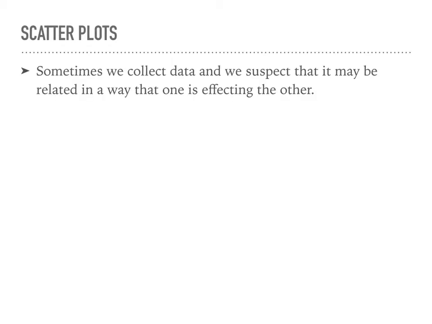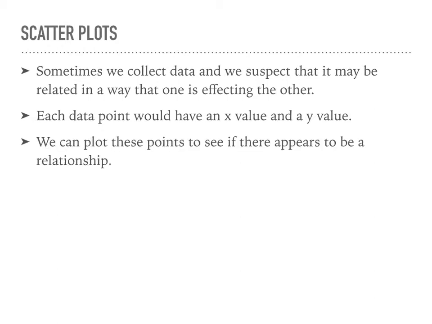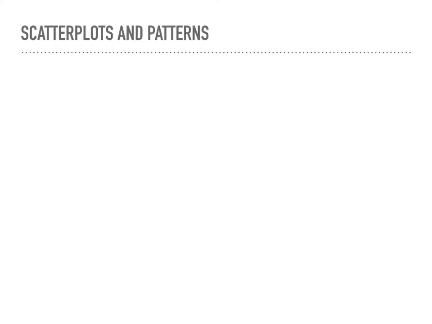When we collect data and we suspect there might be a relationship, we want to do scatter plots. Each data point would have an x value and a y value, and we can plot these points to see if there's a relationship, or if there appears to be a relationship at least. As we look at these scatter plots, we will be looking for patterns.